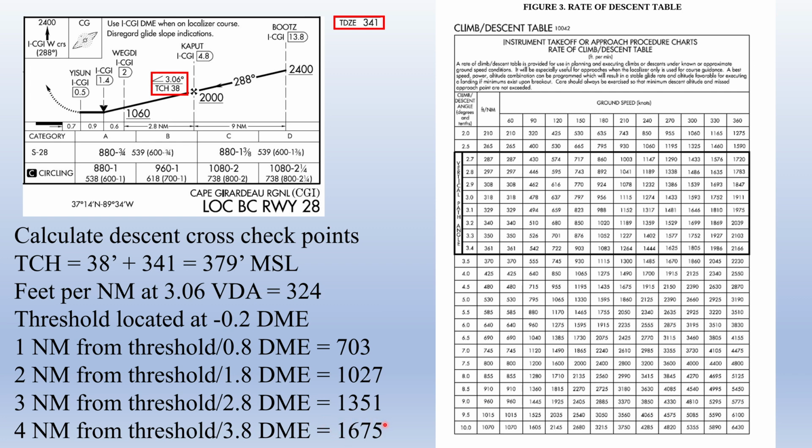We should be at 1675. If we're at, say, 1750, we know we're a little high and we need to increase that rate of descent. If we're at 1,600 feet, we know we're a little low and we need to decrease that rate of descent. The other thing that we need to watch out for is this crossing restriction at 2 DME. We have to be at or above 1060. That does work out with the math. It says at 1.8 DME, we should be at 1027. But if we're getting to 2.0 DME, say we're at 2.2 and we're at 1060, we need to level off for just a second and wait until we get beyond 2.0 DME to go below 1060. So we need to keep an eye on that as well.